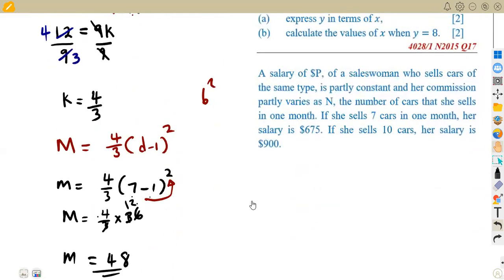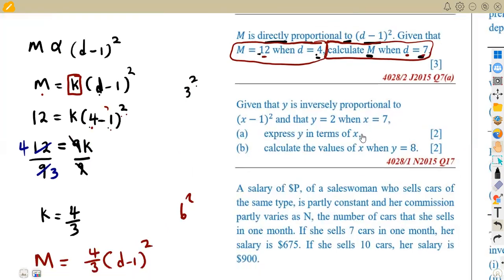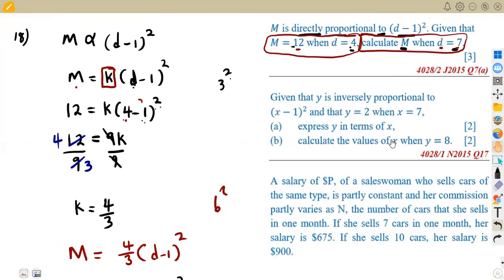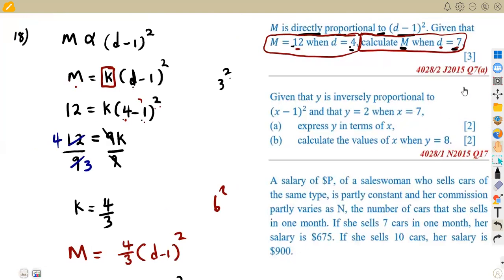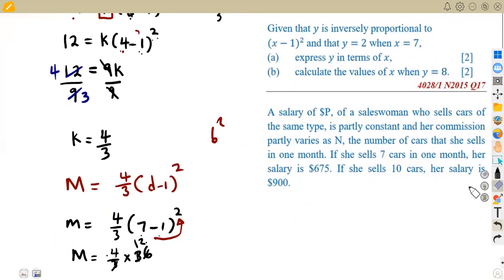That's where you have to consider what the question is about. It is to calculate m given the value of d. Now you have to substitute the value of d that you are given. So that is the whole part of your variation technique.